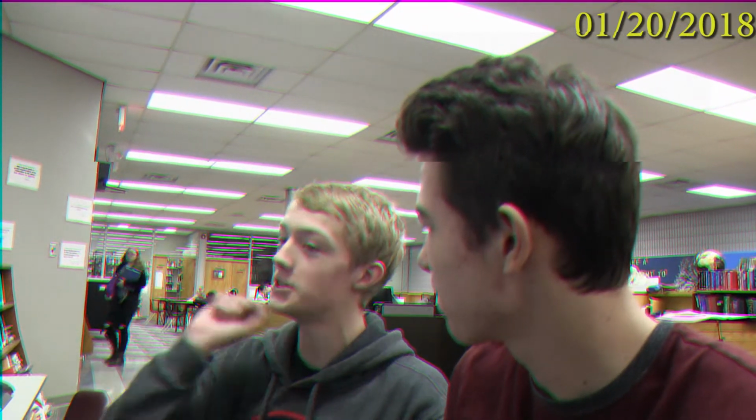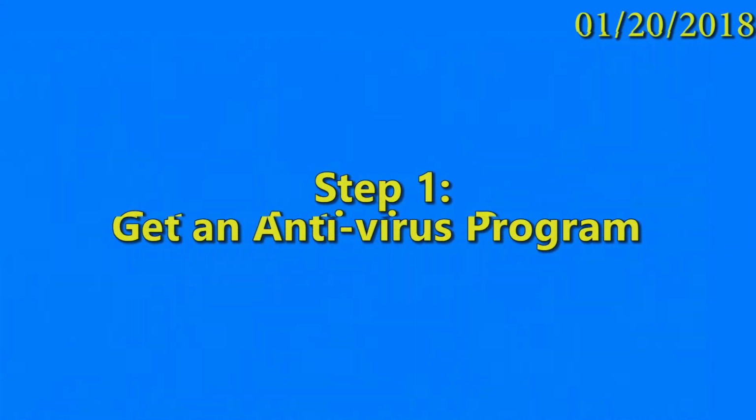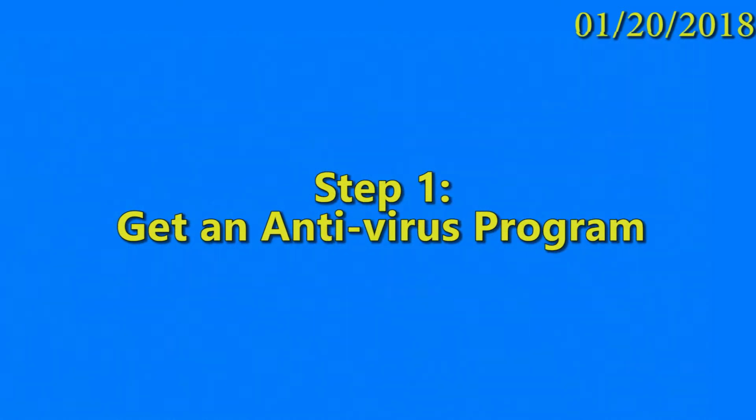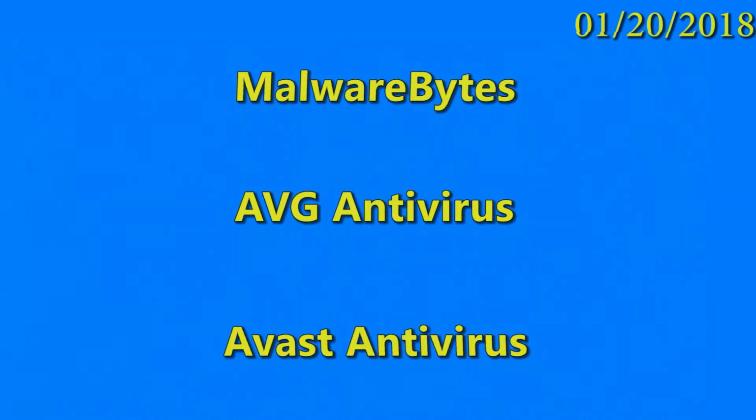There are a few different ways we can get rid of that virus once you have it. The first is getting an antivirus program. Make absolutely sure that you download a legitimate antivirus program, as you may accidentally download a Trojan horse virus. Here are a few legitimate antivirus programs: Malwarebytes, AVG Antivirus, or Avast Antivirus.